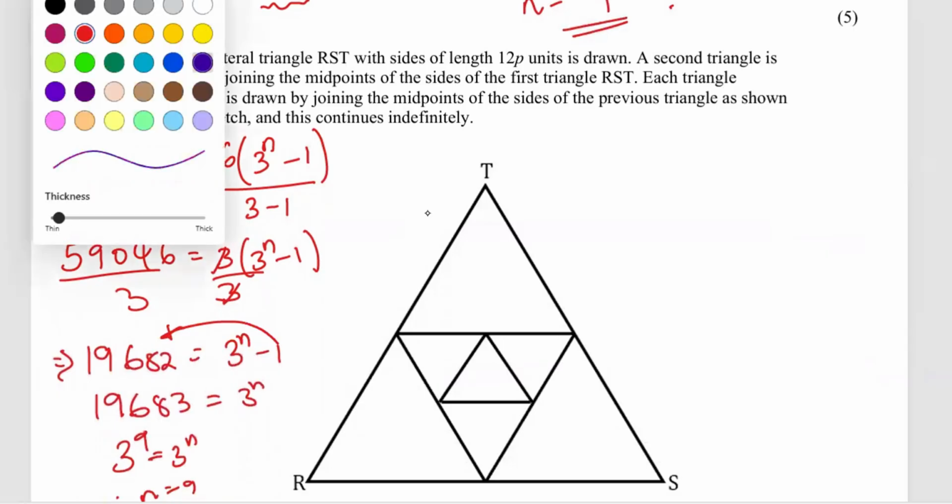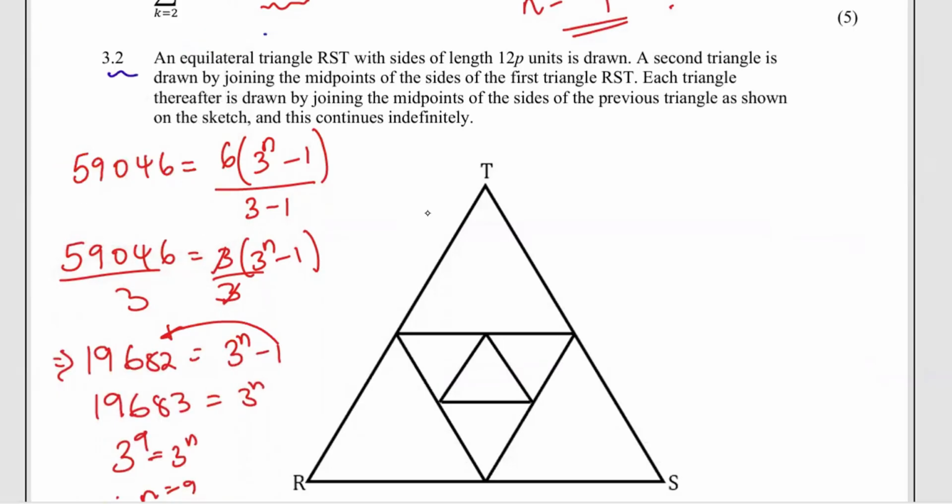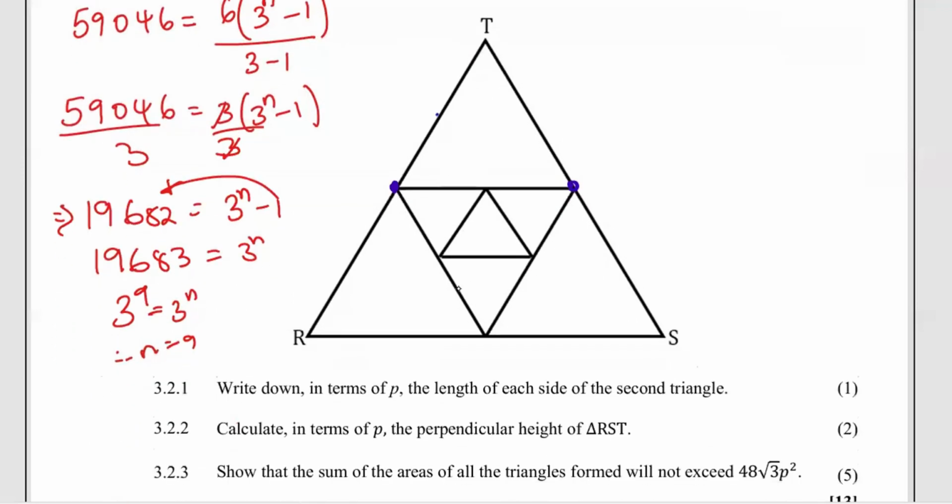Okay, then 3.2. There is an equilateral triangle. Equilateral simply means the sides are equal. So we have a 12p units triangle drawn. A second triangle is drawn by joining the midpoints. But still the triangle remains equilateral. So we continue joining the midpoints up until forever. Now, if this was 12p initially, half of 12p is going to be 6p. That's also 6p, and this is also 6p. And then you divide it again, you're going to have 3p, and so on.